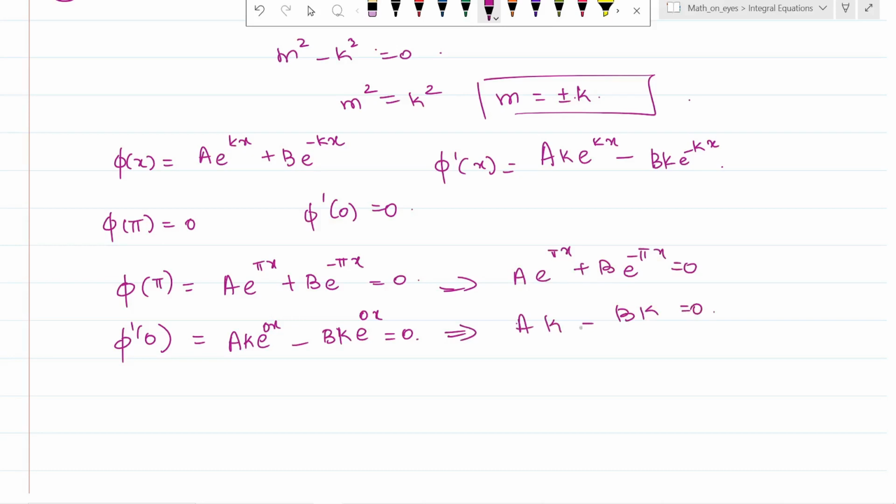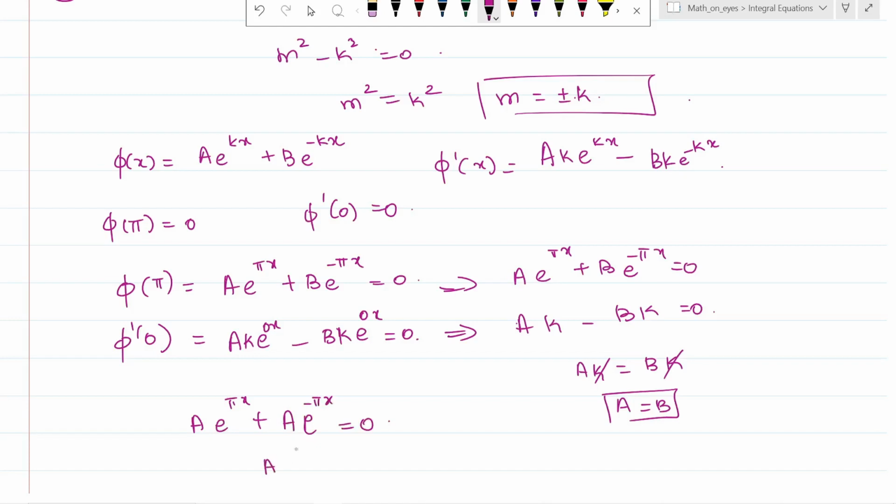So a k is equal to b k, which cancels each other. We get a is equal to b. When you apply a is equal to b in this equation, we get a e to the power pi x plus a e to the power minus pi x is equal to 0.